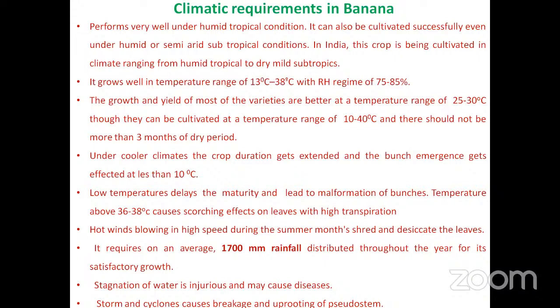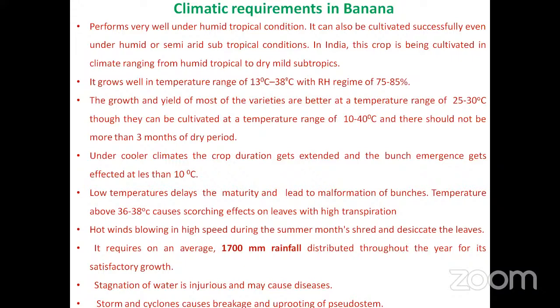Under cooler climate, that is less than 10 degrees centigrade, the crop duration gets extended, the growth will also be very poor, and the bunch emergence also gets affected. Not only that, the lower temperature also leads to malformation of the bunches, and high temperature leads to scorching of the leaves with high transpiration ratios. We will see the details in the later slides. And the wind also has some effect on the growth and production of banana.